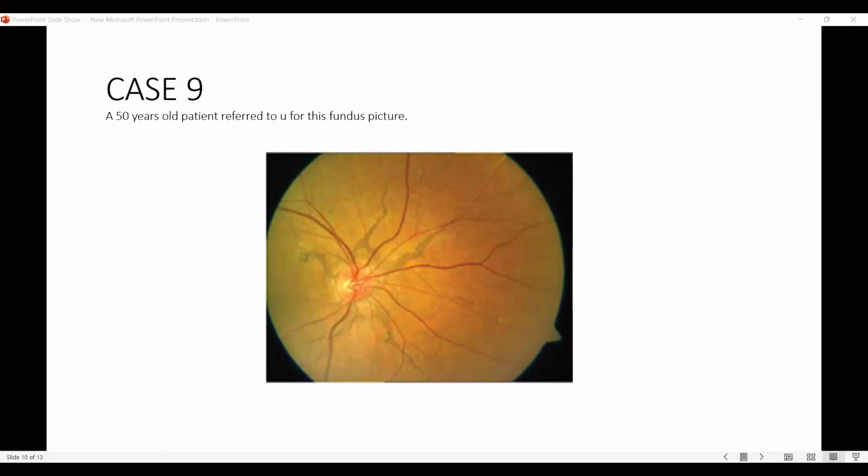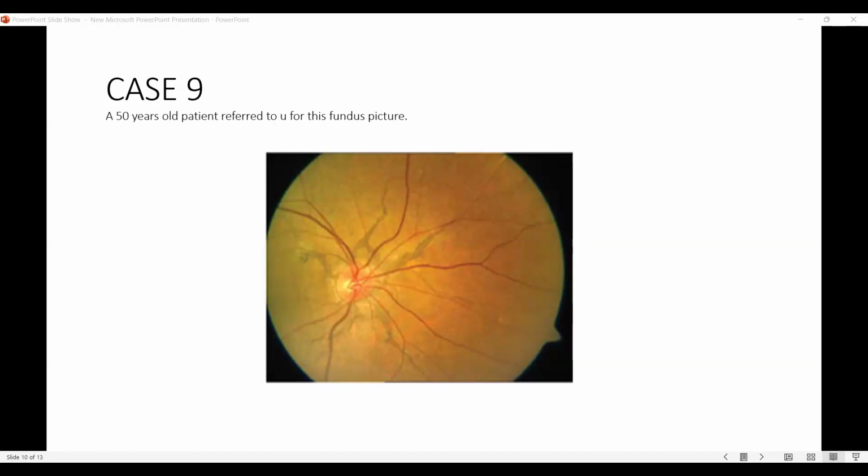And these angioid streaks have a systemic association with a lot of connective tissue disorders like Ehlers-Danlos syndrome, pseudoxanthoma elasticum, Paget's disease, and SLE. Okay, then your diagnosis is angioid streak, right? Yes, ma'am. Then would you like to see the other eye? Yes, I would also like to see the other eye, ma'am.